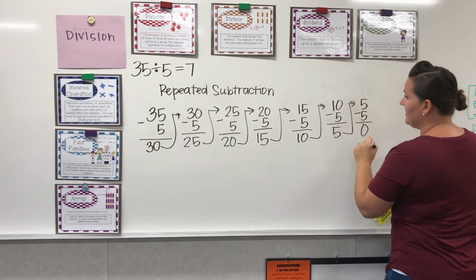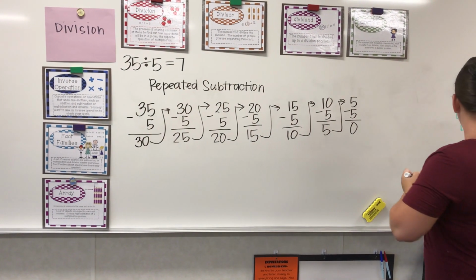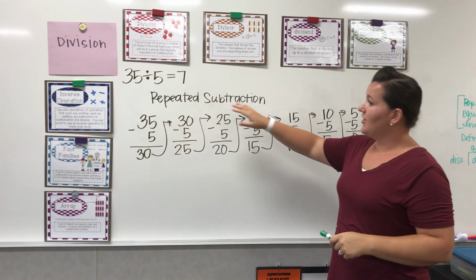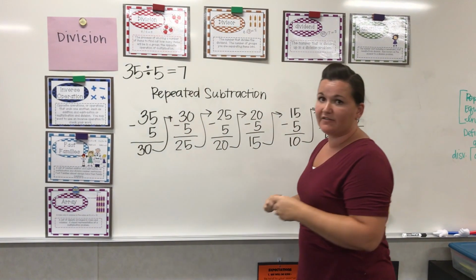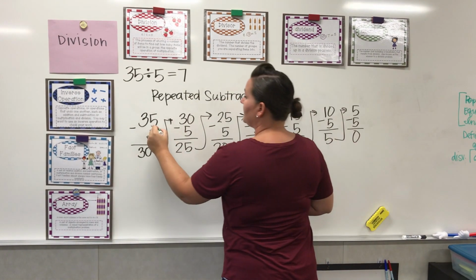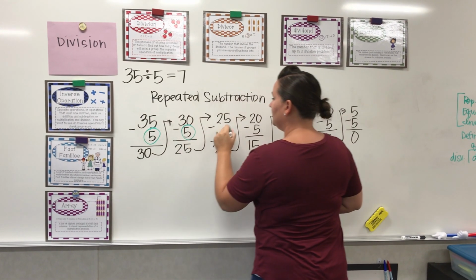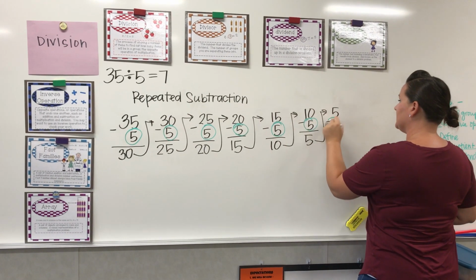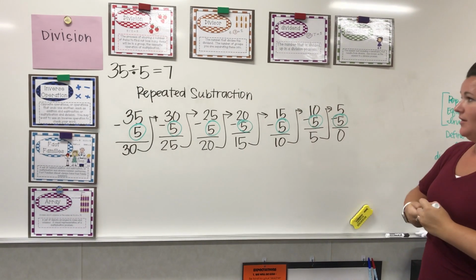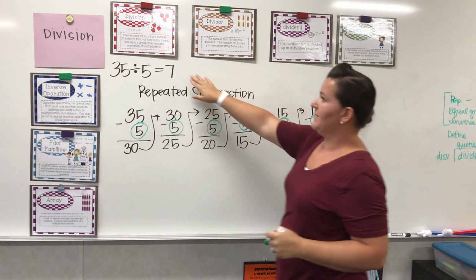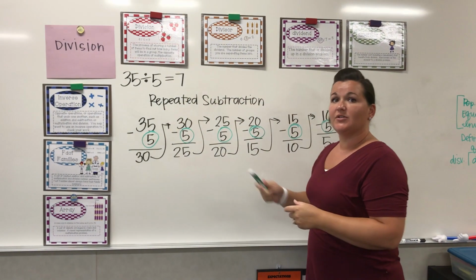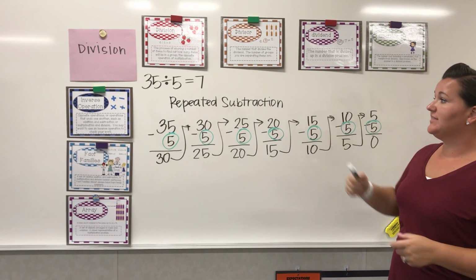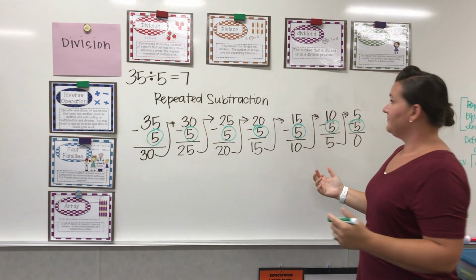Okay, so now I got myself to 0. But what now? My what now is I need to figure out how many times I subtracted 5. So I'm going to count them. 1, 2, 3, 4, 5, 6, 7. Hey, look, 7 matches what I thought was the answer. Sweet. So I just proved my answer. My answer to 35 divided by 5 equals 7 is correct.